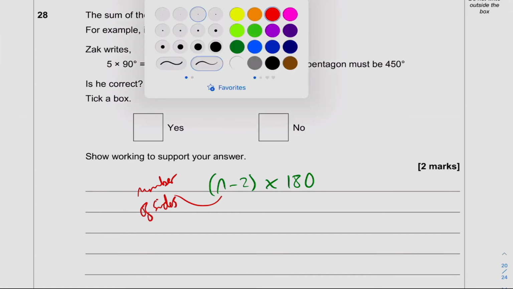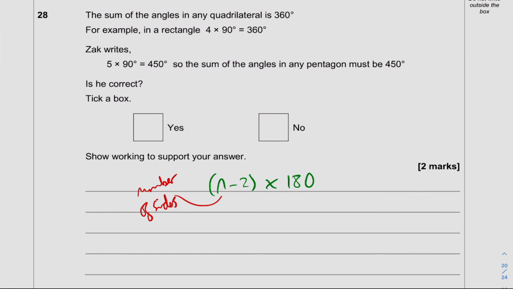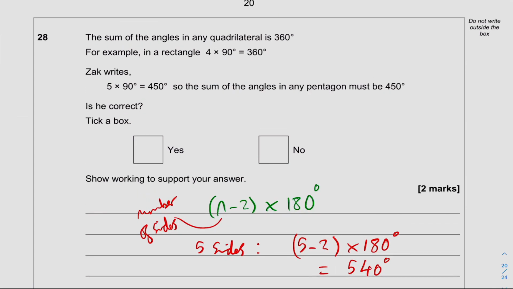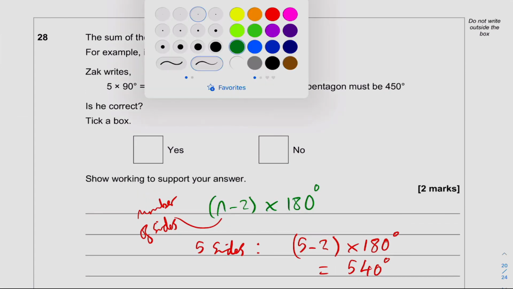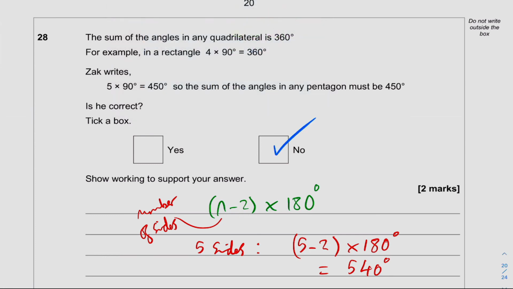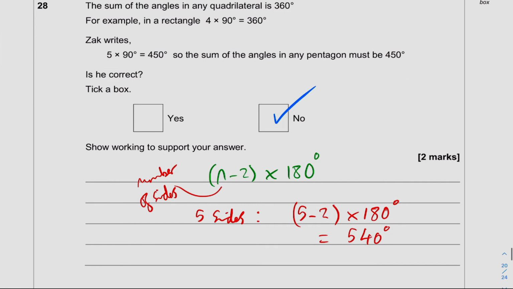So therefore what we can do is we can write out the formula for a 5-sided shape. So 5 sides, we get 5 take away 2 times 180, so this leaves us with 3 times 180, which is equal to 540 degrees. Put degrees there as well, and in our original formula. So we can say that he's clearly wrong, as he said it'd be 450 degrees, so the answer is no, and then our reasoning is as we've written in this part of the question here. So that would be enough for the 2 marks in the exam as well.